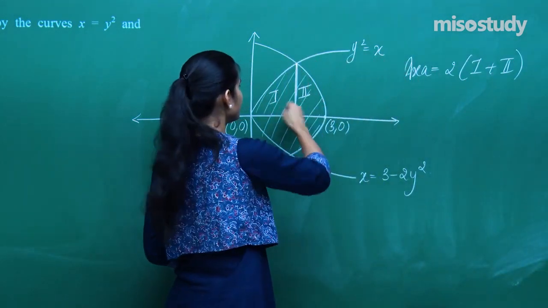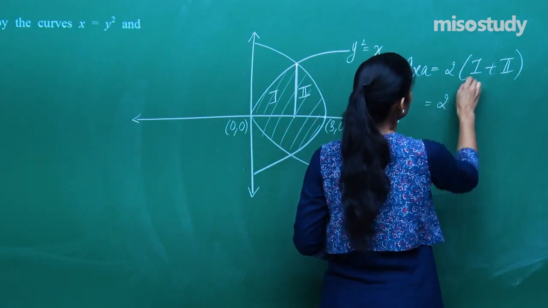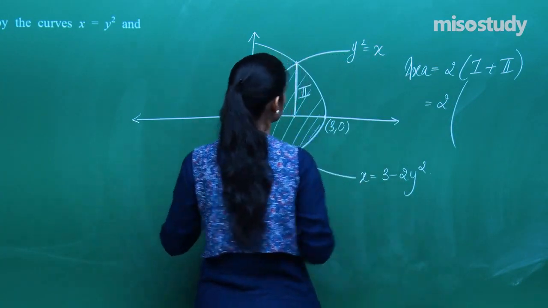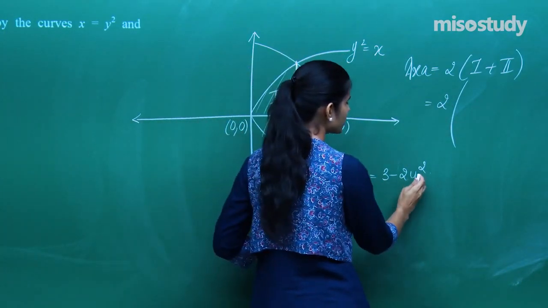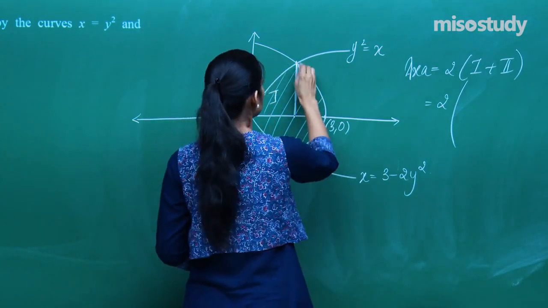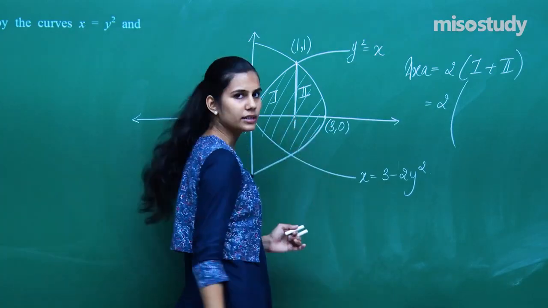Whatever is the above portion, twice of it is below. Twice of it is the complete shaded region's area. So what is 1? What is this point? Let's calculate. y square is x. If you put y square equals x, you get x plus 2x, that is 3x equals 3. x is 1. So this is 1 and this is also 1. So this point is actually 1.